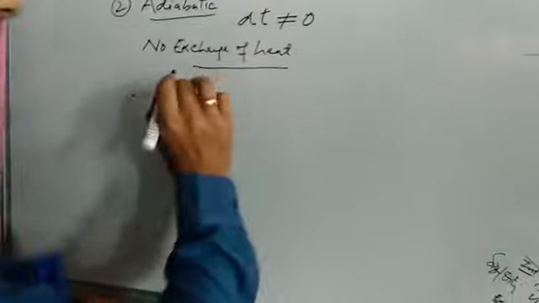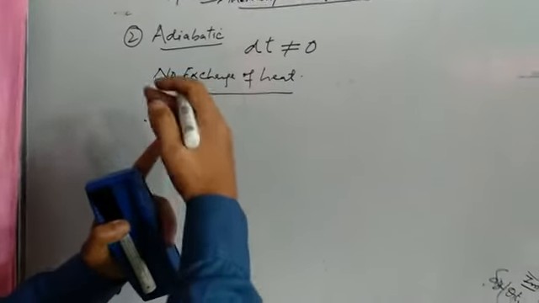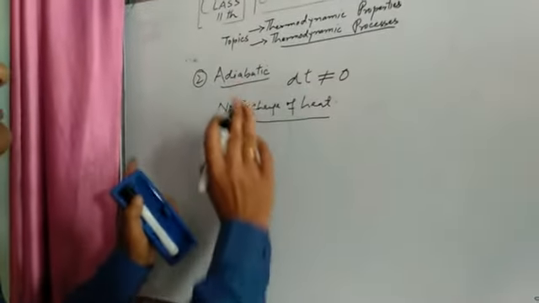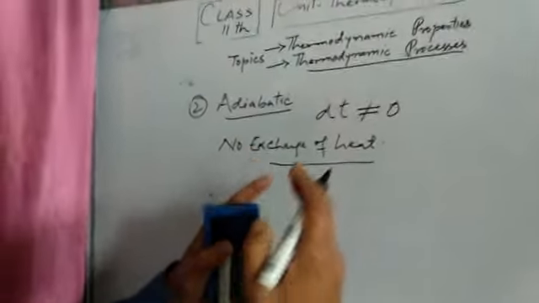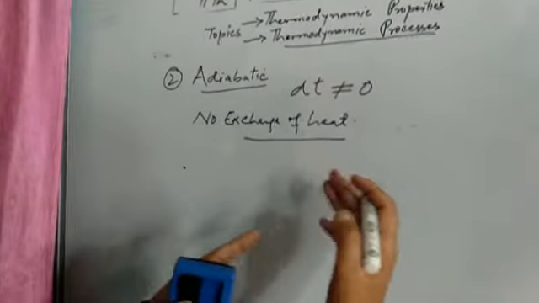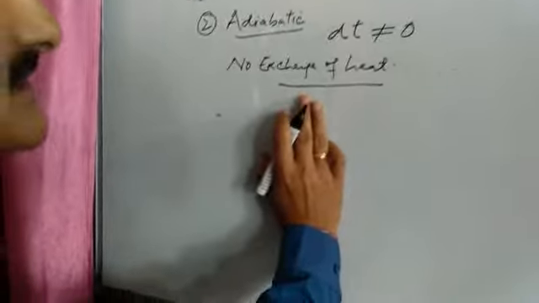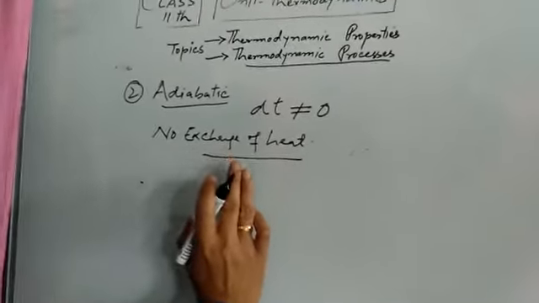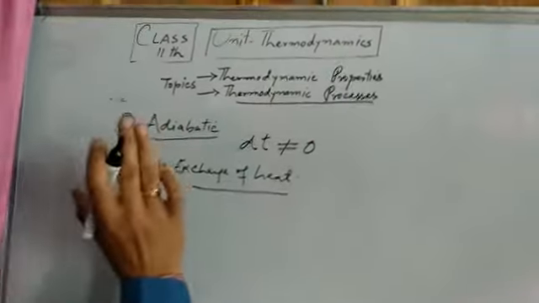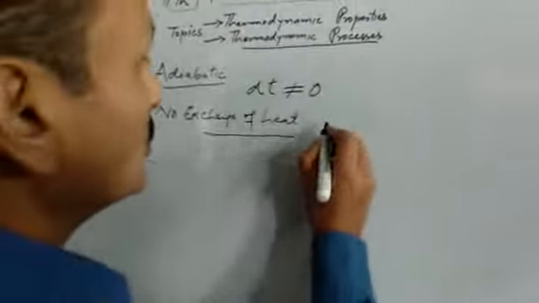That is, in this case, neither heat transfers from the system to the surroundings nor from the surroundings to the system. There is no exchange of heat in an adiabatic thermodynamic process. Whereas in isothermal processes, there could have been the exchange of heat from the system to the surroundings, or from the surroundings to the system. But here in this case, please remember, in adiabatic processes, there is no exchange of heat, and such a process is always isolated in nature.